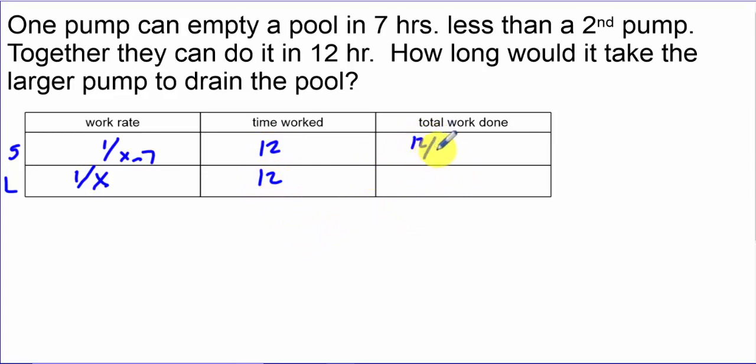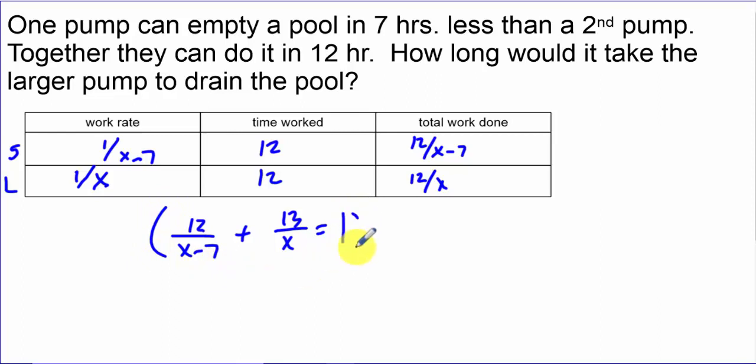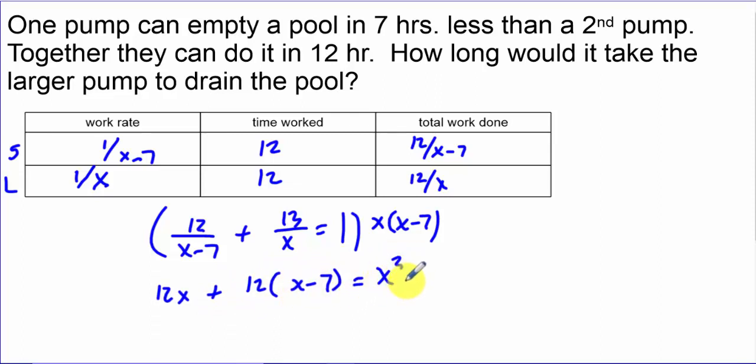So this is 12 over x minus 7, plus 12 over x is equal to 1. In this case, I'm multiplying by x times x minus 7. Notice we reduce, get 12x. This guy is 12 times x minus 7 is equal to x squared minus 7x. So I have 12x plus 12x minus 84 is equal to x squared minus 7x.